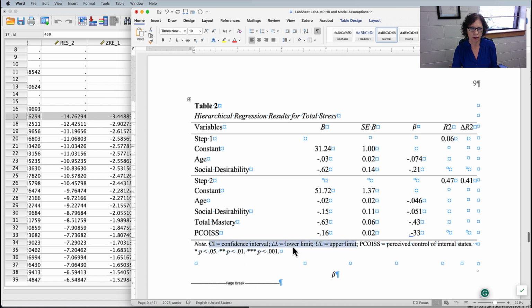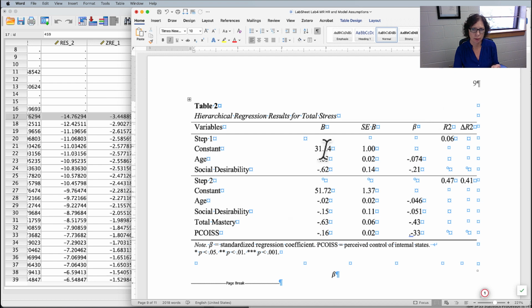Sometimes you also want to let the reader know what that is. Like, I don't have confidence intervals here, so I'm going to take that out of the note. But I might want to tell the reader that this equals standardized regression coefficient, period. That should not all be italicized there, so I'm going to turn that off. Cool. So I've let the reader know that the standardized regression coefficient is the beta.